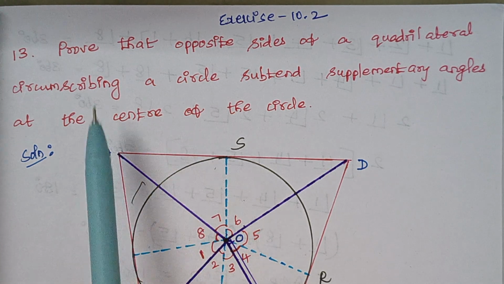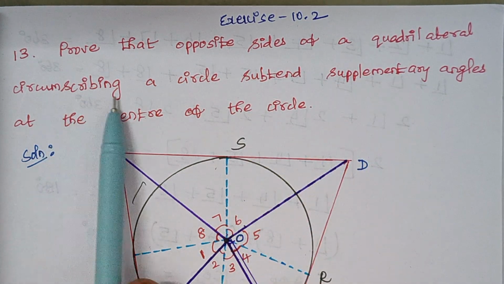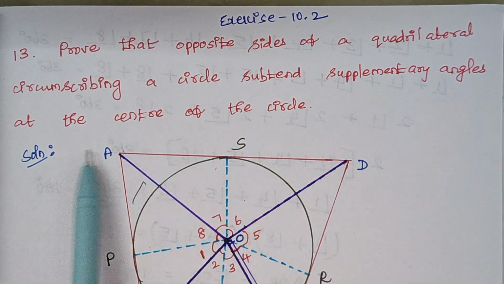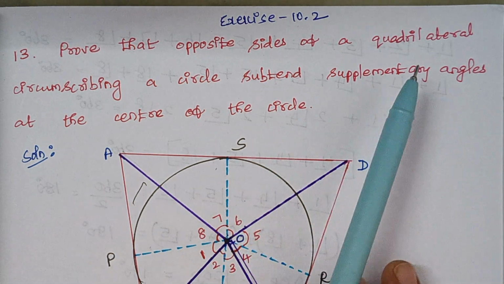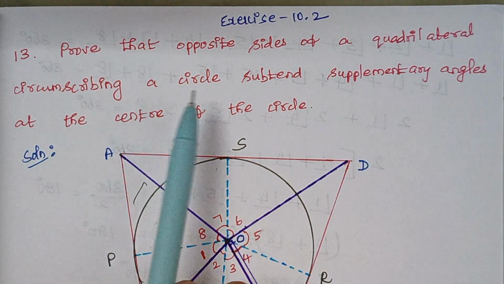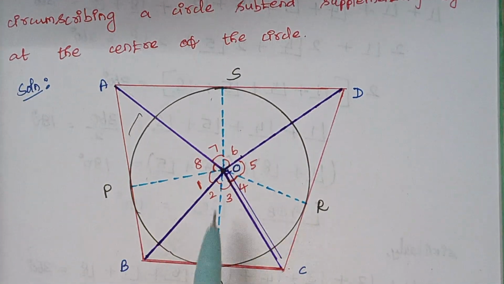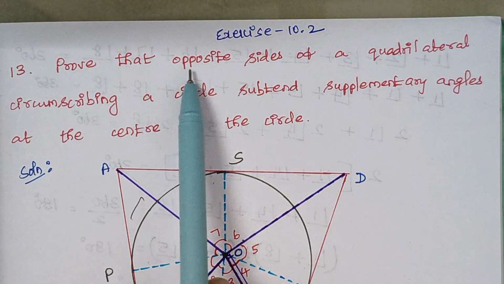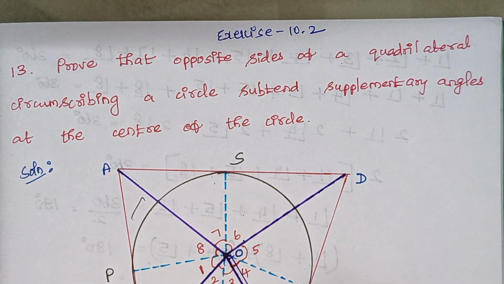The problem is: prove that opposite sides of a quadrilateral circumscribing a circle subtend supplementary angles at the center of the circle. So here you see we have a quadrilateral circumscribing a circle. This is your quadrilateral and this is the circle. And opposite sides of the quadrilateral make supplementary angles.